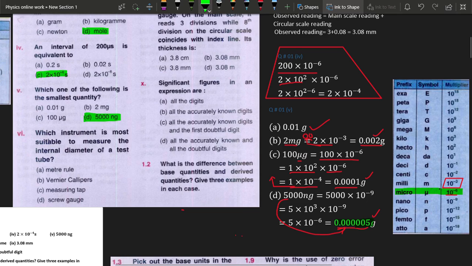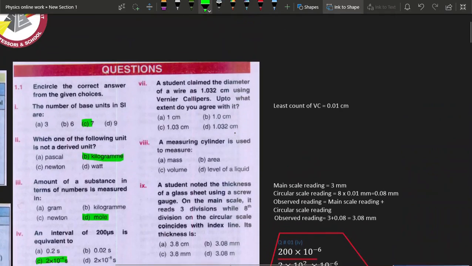Now next is: which instrument is the most suitable to measure the internal diameter of the test tube? So we know that to measure the internal diameter we use a vernier caliper. So the correct option is B, which is vernier caliper.